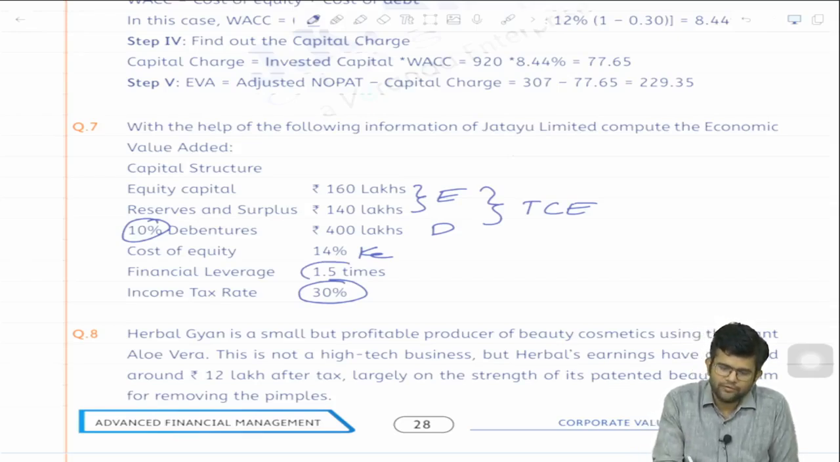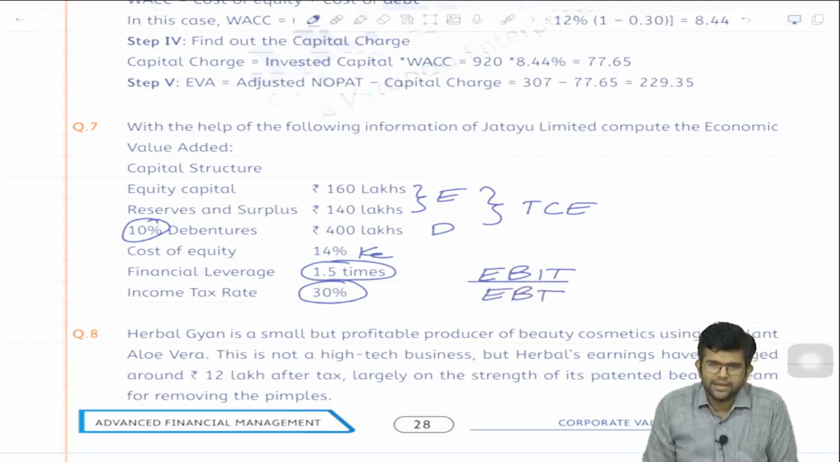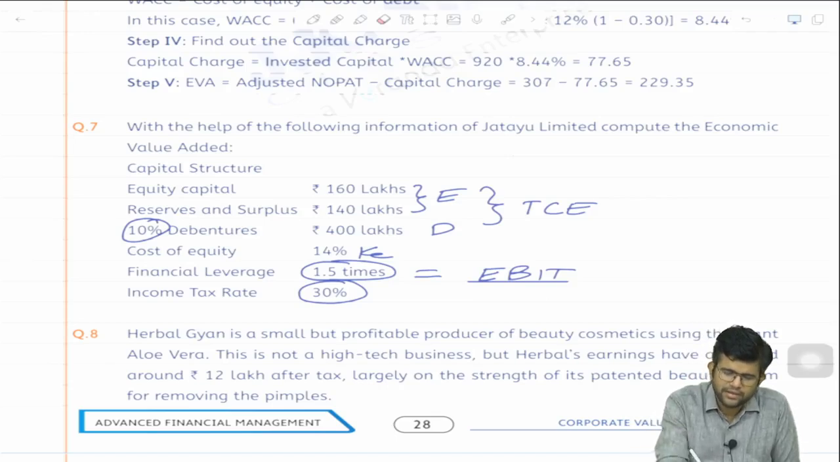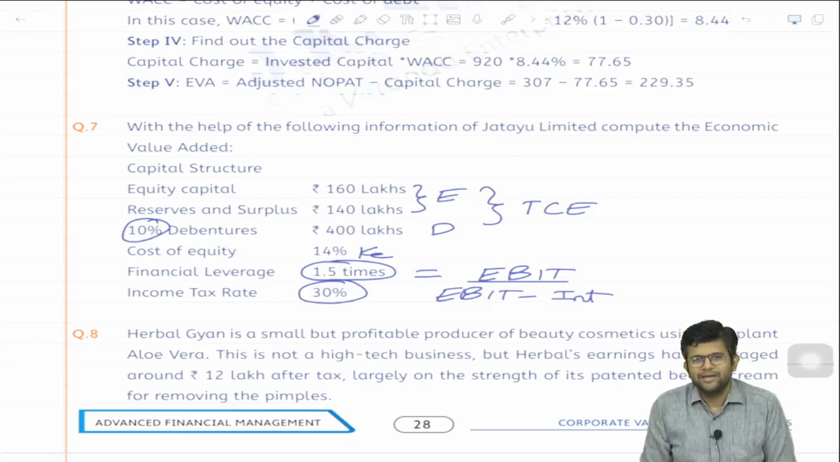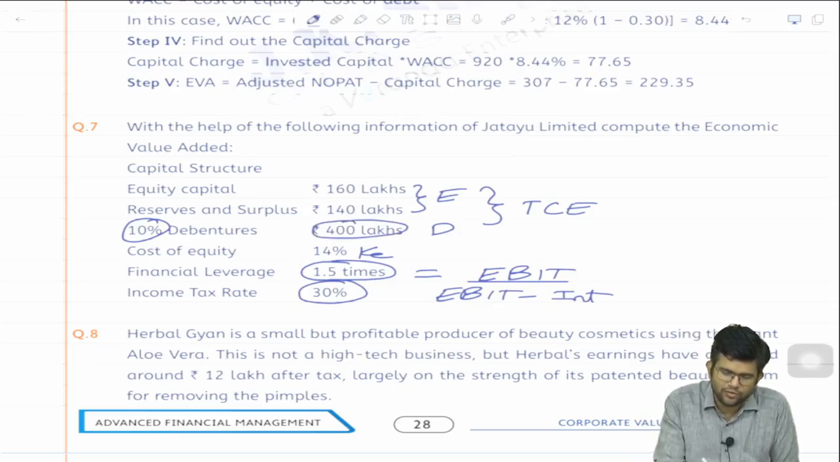They have given to you financial leverage. Now, very good. So, financial leverage, can I say formula is EBIT upon EBT. So, 1.5 is equal to EBIT upon EBT. But I don't have EBT also, sir. What to do? Very simple. Can I say instead of EBT, you should write EBIT minus interest. I hope you are able to understand. Interest is available, no? 400 into 10%.